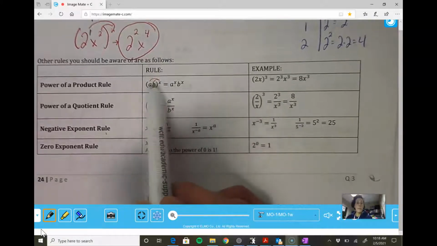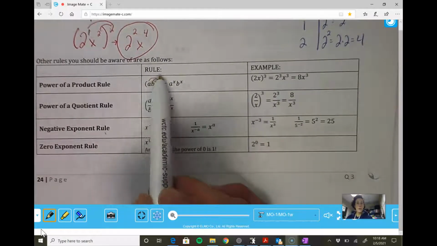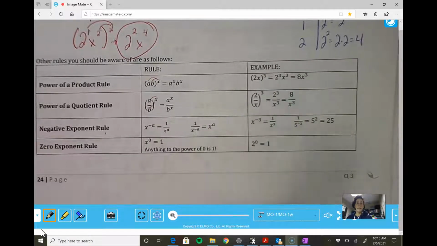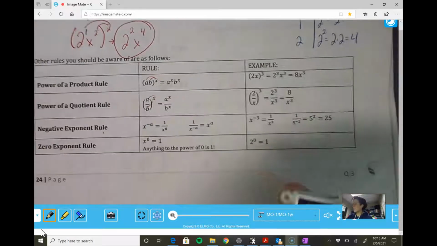And if you have a couple things in your parentheses, then that exponent will distribute to each thing, as you can see here. And again, when you distribute, you do that multiplying. So those are our big basic exponent rules.